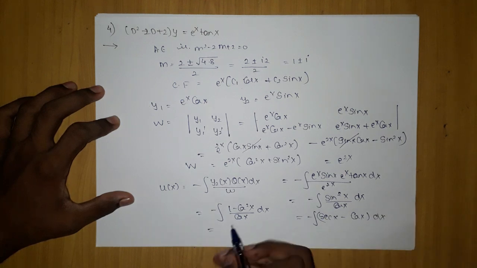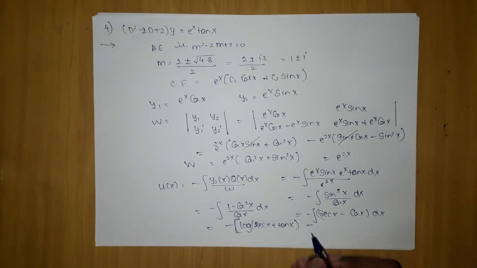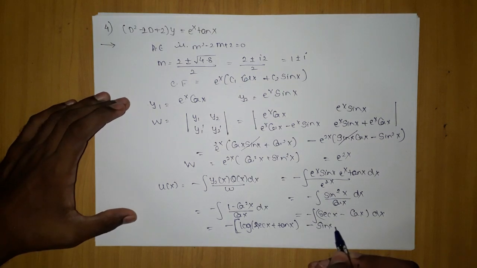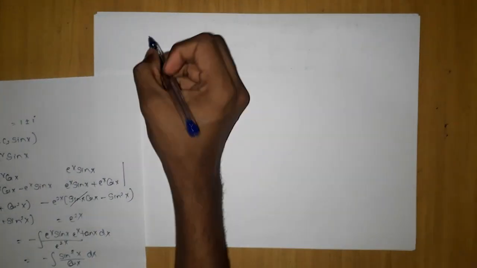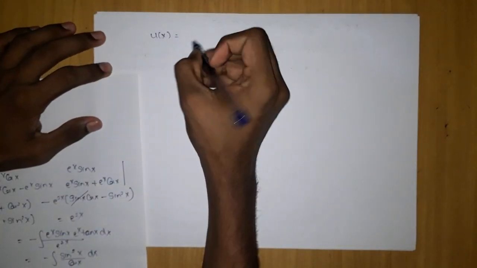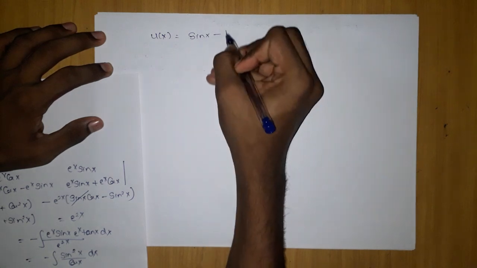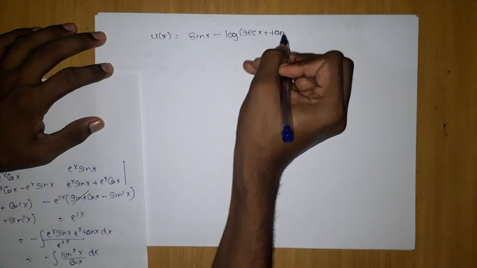So if we integrate, minus log sec x plus tan x, right? Okay, this is outside. Minus the integration of cos x is nothing but sin x. We got our u of x, which finally, if I write the u of x, it is nothing but sin x minus log sec x plus tan x.